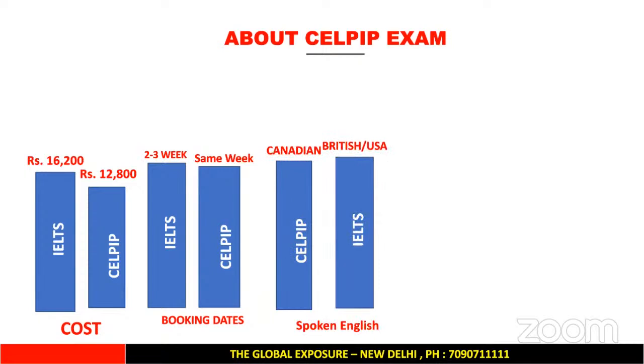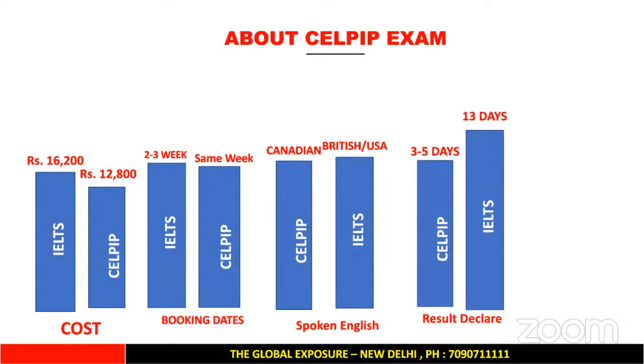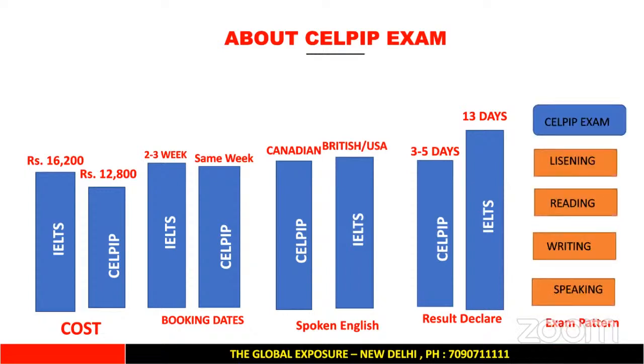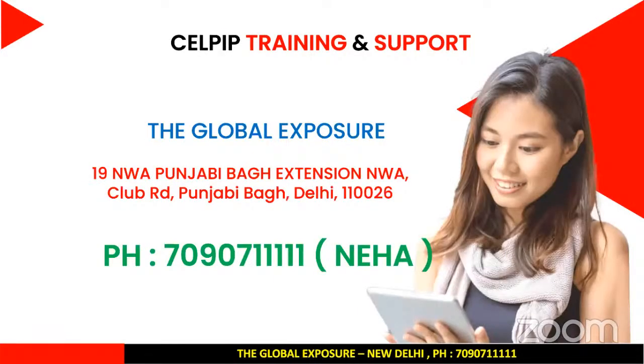Coming to spoken English, as I already explained, CELPIP is just about Canadian English. For IELTS, both British and US English are required. The result will also be declared in 3 to 5 days only in the case of CELPIP. But when we talk about IELTS, you need at least 13 days. And the modules remain the same. Listening, reading, writing, and speaking will be there in the CELPIP exam.